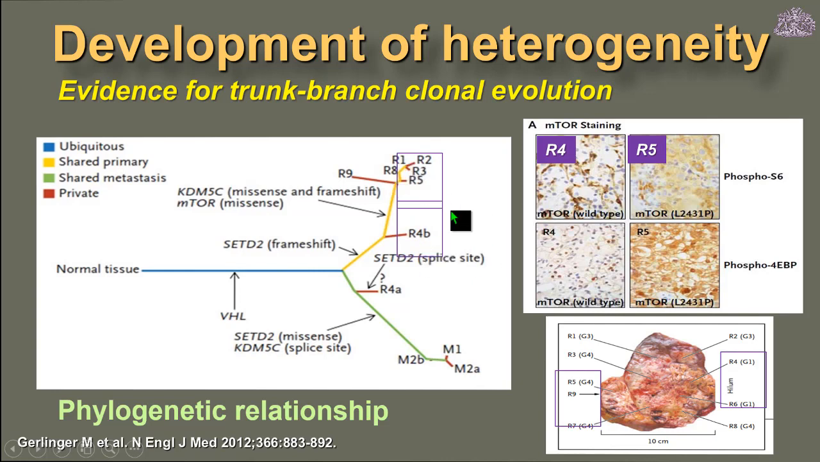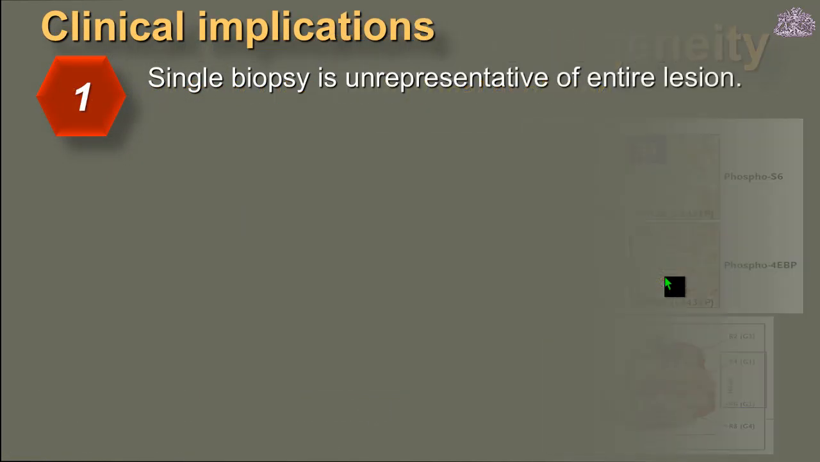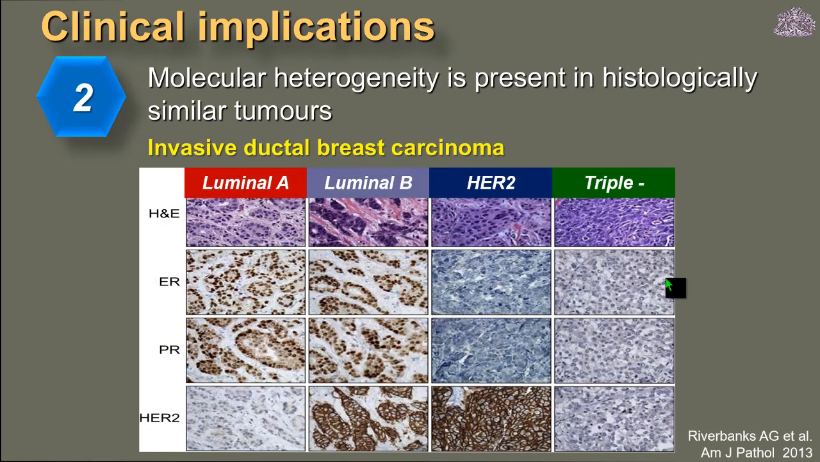And you can see differences, for example, between region 5 and region 4 of the tumor, depending on the expression of mTOR wild type. So what is the clinical implication of this complexity and this heterogeneity that occurs as a consequence of mutation? It is that if you do a single biopsy, it's really not representative of the entire tumor. Also, there is molecular heterogeneity present in histologically similar tumors.